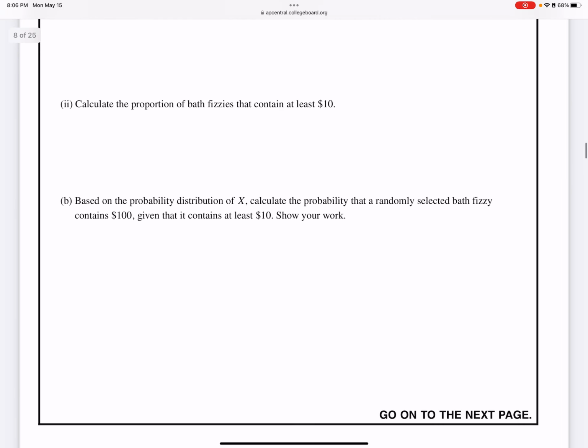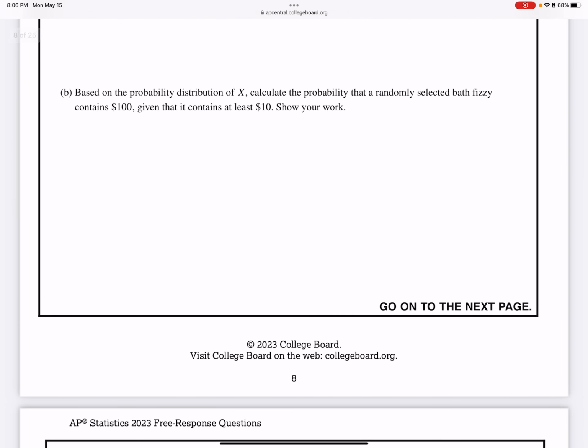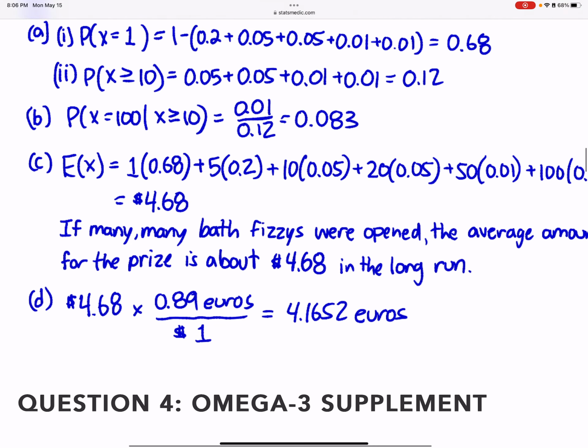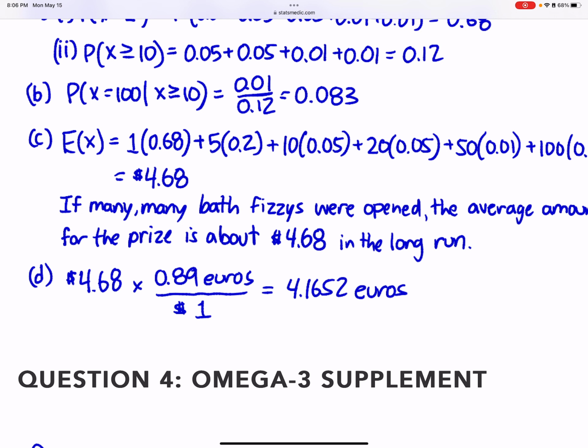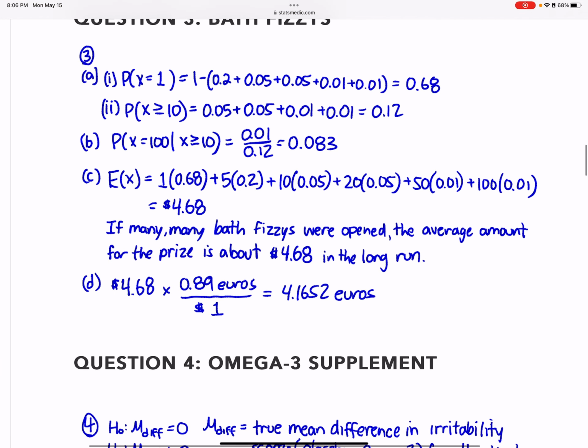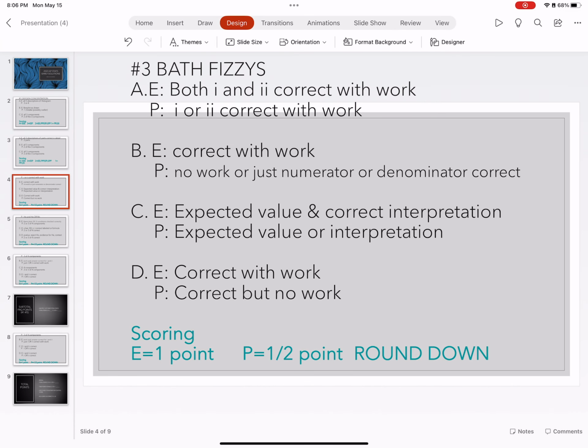Okay, the next question did ask you to find the expected value and then to interpret it. So the expected value is just you're adding all of the probabilities times their values up to get $4.68. And then if you have many bath fizzies, on average, the price is going to be about $4.68 in the long run. So the scoring on this one is going to be for part C, you calculated the expected value and correct interpretation is E, and then if you just did the expected value or just interpretation, that would be a P.